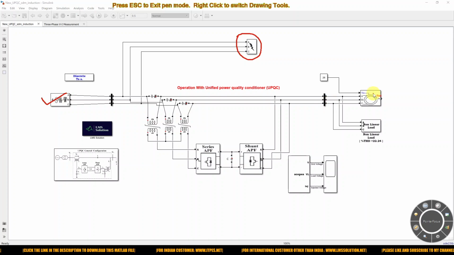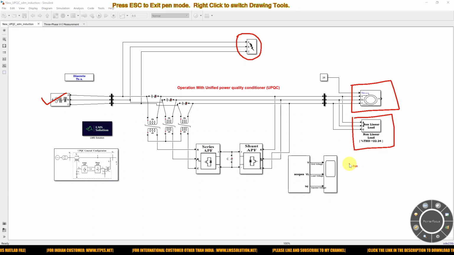And here we are using two kinds of load. One is an induction motor load, another one is a non-linear load. Because here we are going to use UPQC, and UPQC can be used for mitigating current harmonics as well as mitigating the voltage sag in the power system.